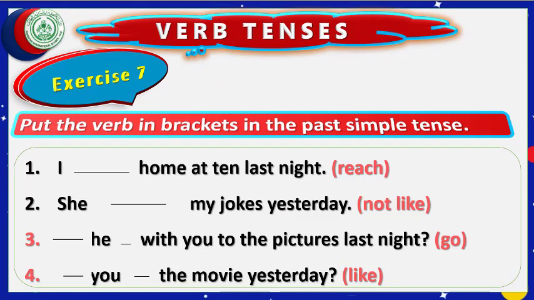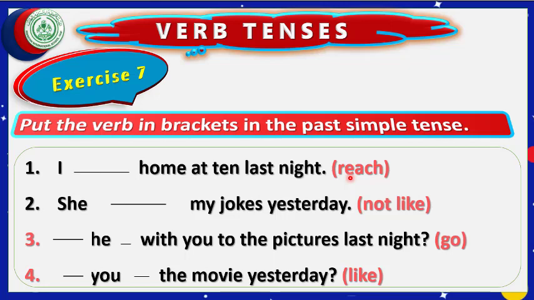Yes, now we shall start exercise 7. Dear students, here it is written, I dash home at 10 last night. This last night is showing we have to use past simple. This last night shows the work is done in past. We have a verb here, reach. This means we have to use its second form.